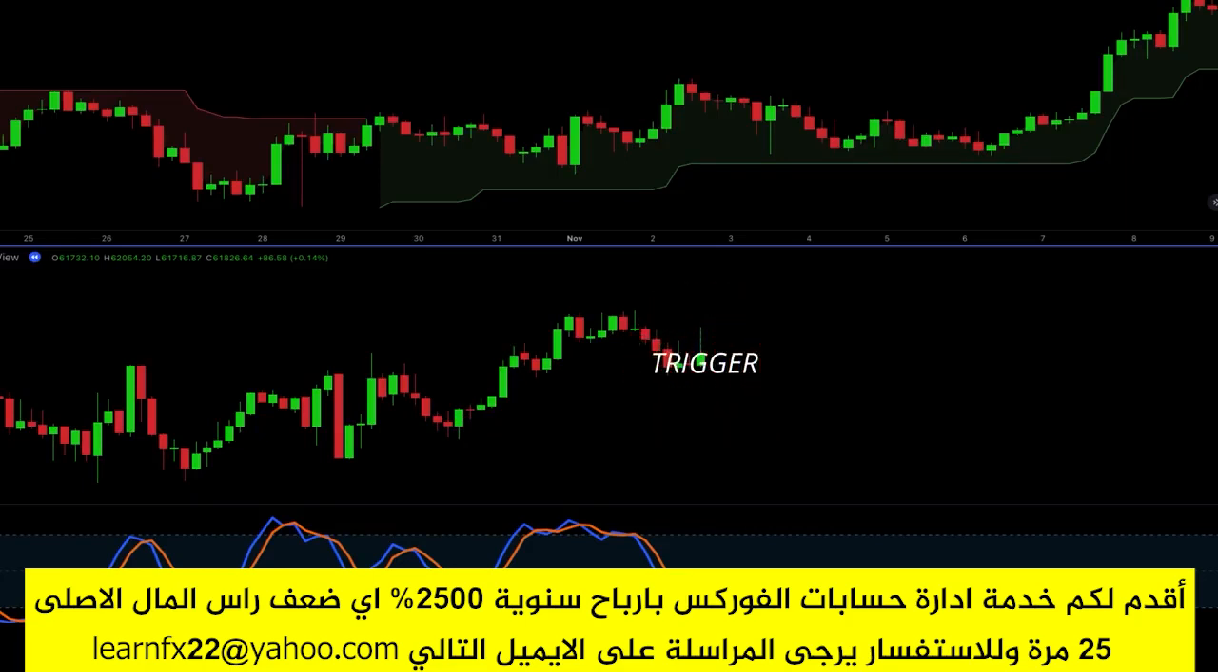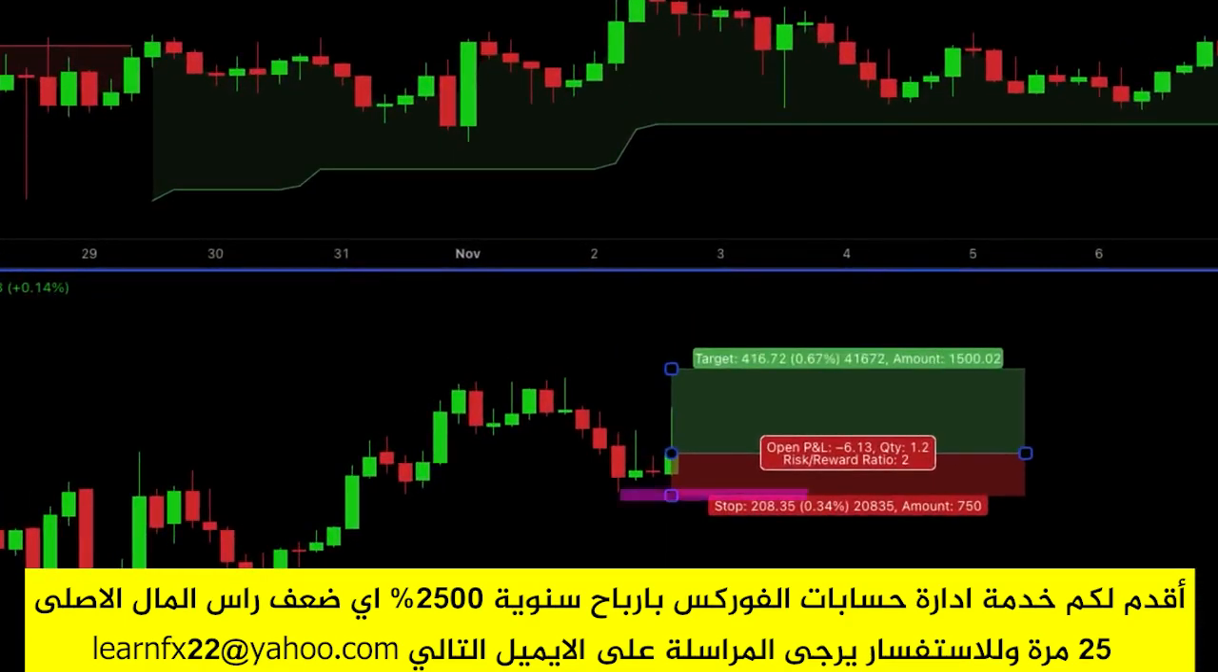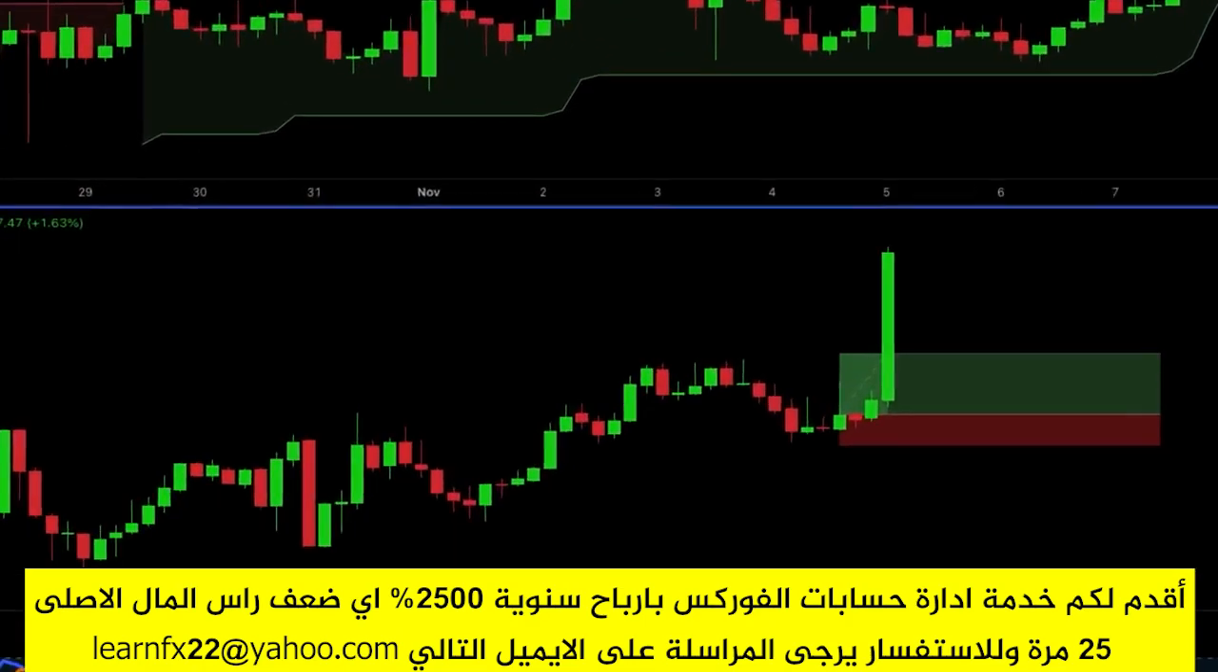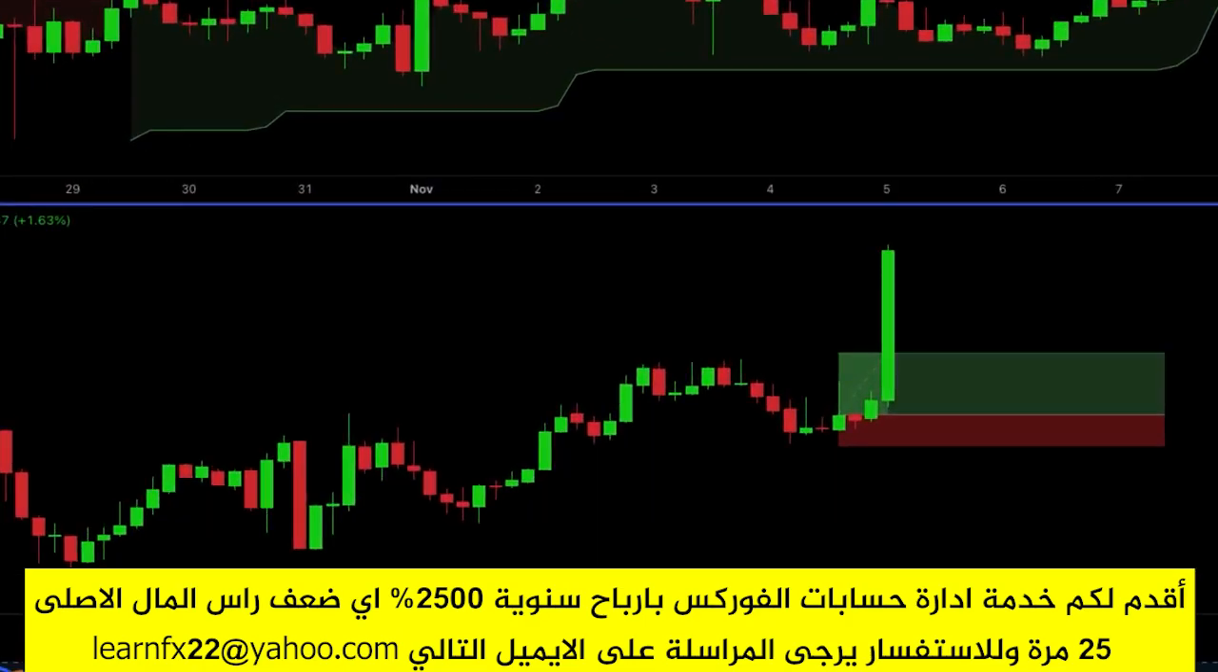Everything converges on this candle and it serves as our trigger. The stop is placed at the previous swing low and 1 to 2 is our target. And our trade is closed in profit on this very bullish candlestick.